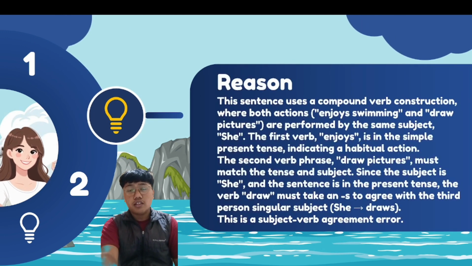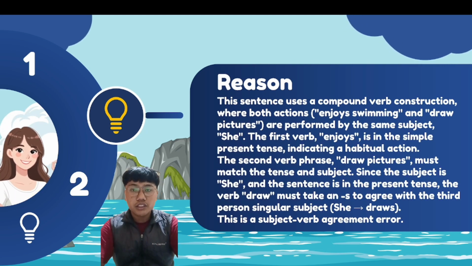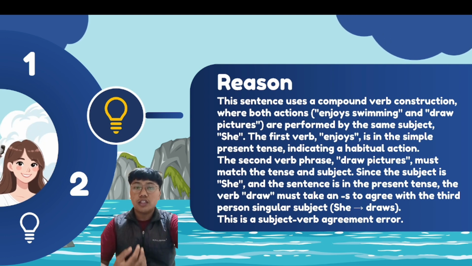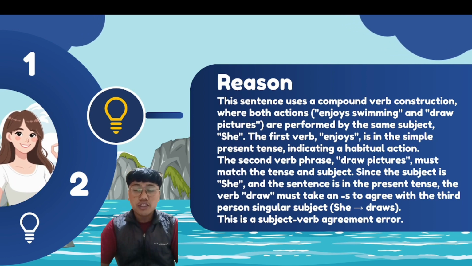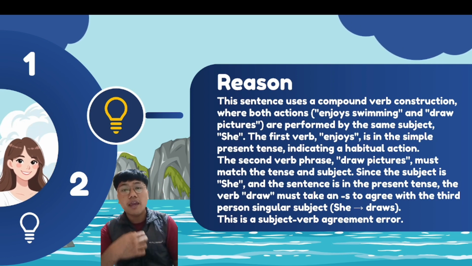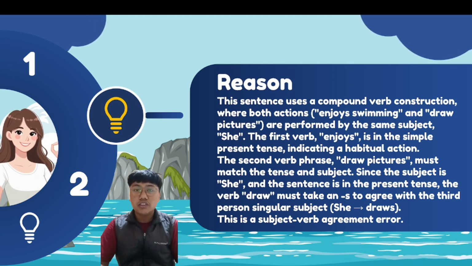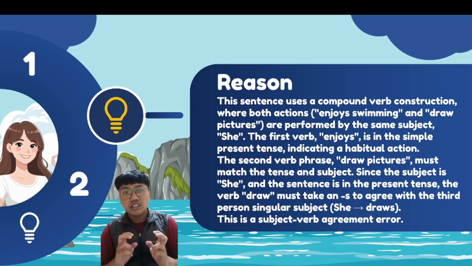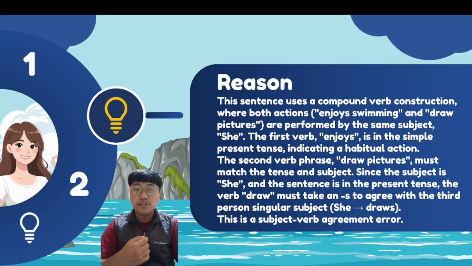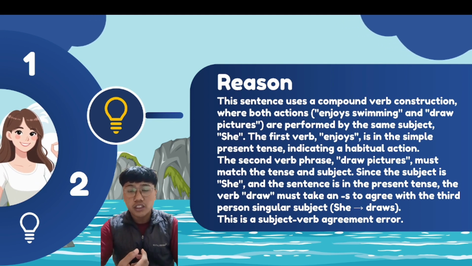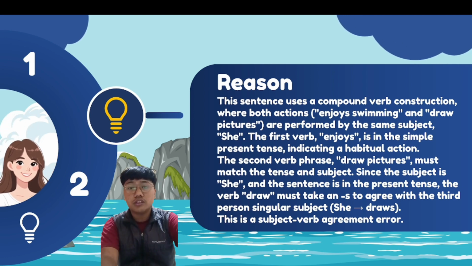Okay guys, the error is in C because the sentence is a compound verb construction where both actions, enjoy swimming and draw pictures, are performed by the same subject. The first verb, enjoys, is in the simple present tense, indicating a habitual action. The second verb, draw pictures, must match the tense and subject. Since the subject is singular and the sentence is in the present tense, the verb draw must take an S to agree with the third person singular subject. This is a subject-verb agreement error. Now we continue to the next question.